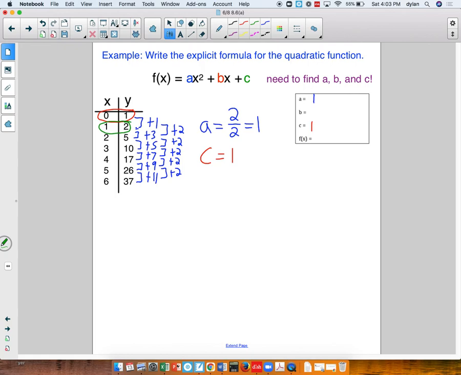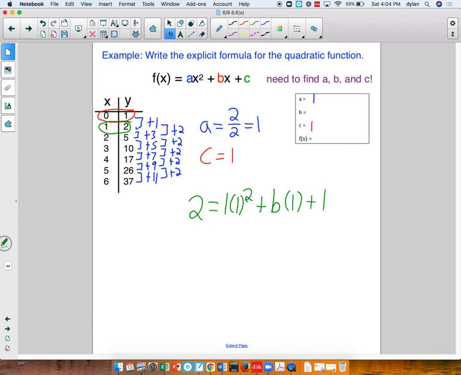So I'm going to plug this into the equation along with a and c. So we would say 2 equals a is 1, so 1x squared. But in this case, instead of x, I'm going to use the x value, which is 1, from that point 1, 2, plus b is our unknown, x is 1, and in this case c is also 1.